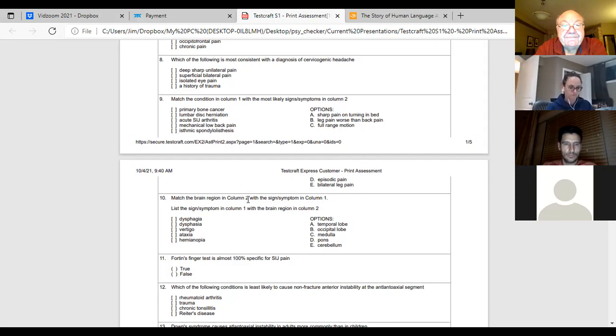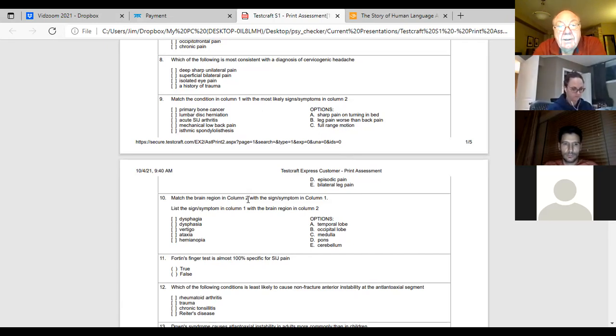So what do you think? Tolu? We did this one earlier, but carry on. Primary bone cancer, which one? If you're not sure, leave it for the moment, all right? See what you're left with. Lumbar disc herniation. Okay, I would say leg pain worse than back pain, but yep, that's good.